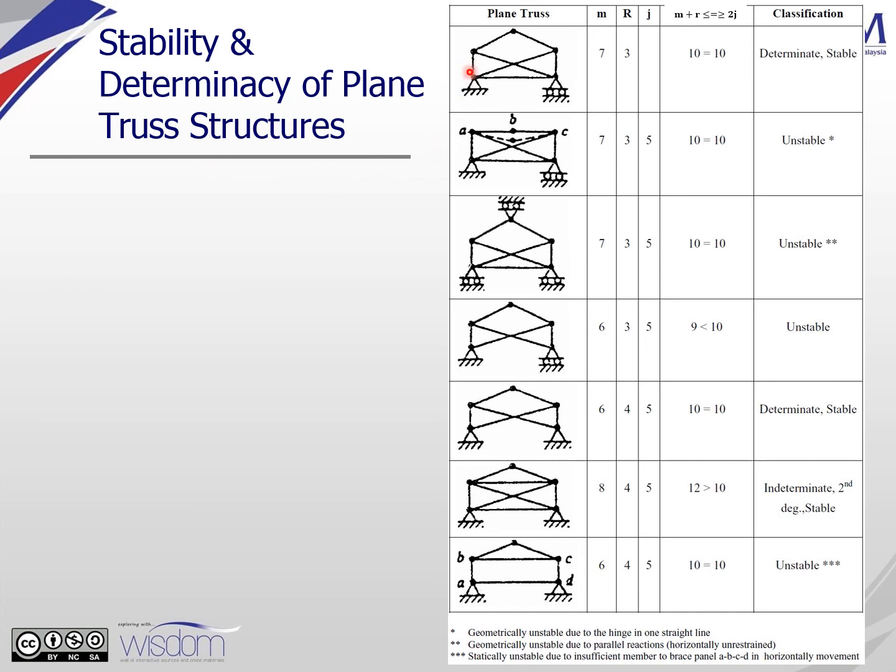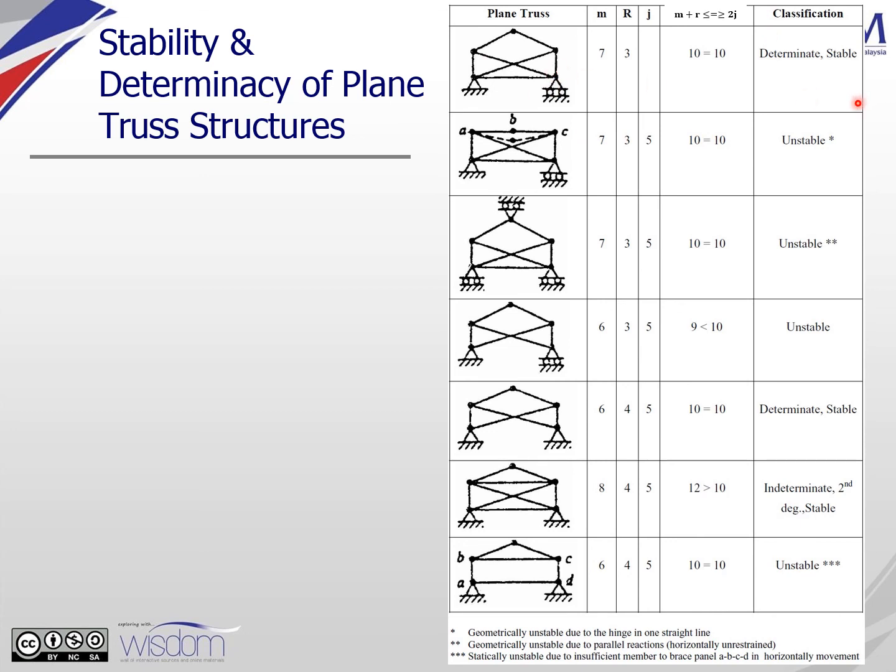You can see that this is the first example. M is the number of members: 1, 2, 3, 4, 5, 6 and 7 members. For reaction forces, you have a pin support and a roller support, so 2 plus 1, you have 3 reaction forces. Joints: 1, 2, 3, 4, 5, so it's 5. So m + r is 7 plus 3, which is 10, and 2 times 5 joints is 10. So 10 equals 10, m + r equals 2j, so it's determinate, and it also looks stable.